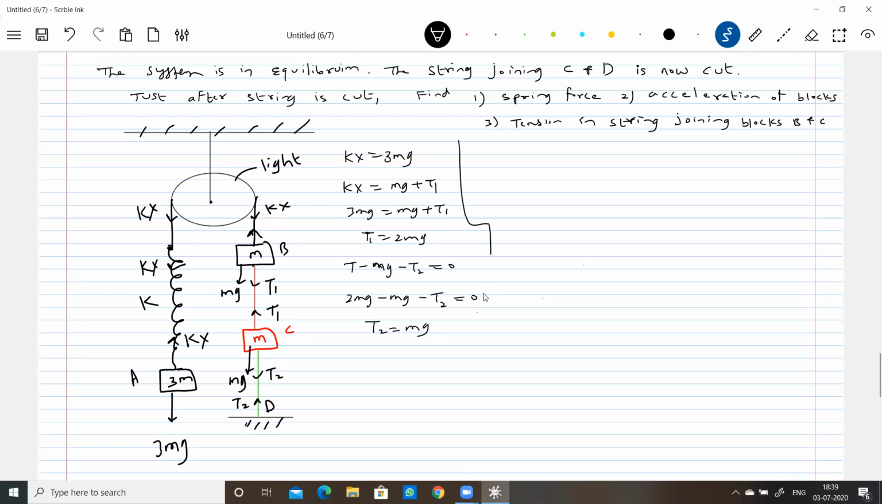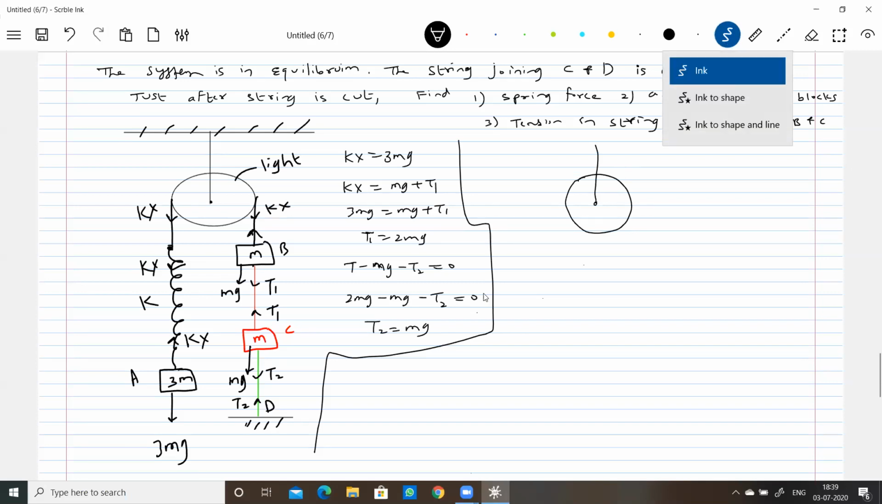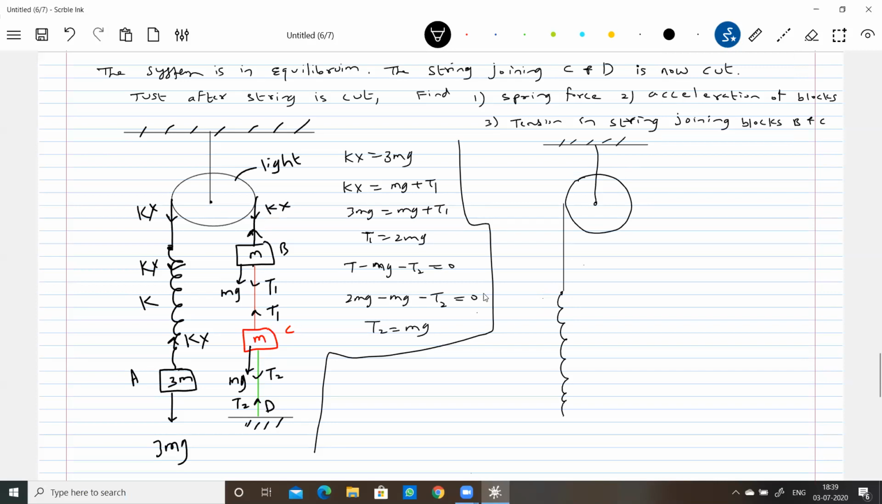Okay, now the initial. The string D is cut. Now the green color string is cut. Then what will happen? We have to analyze here. And there is no block, only spring is there. Just a small observation, nothing big.